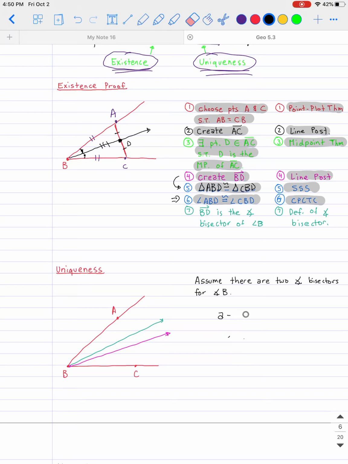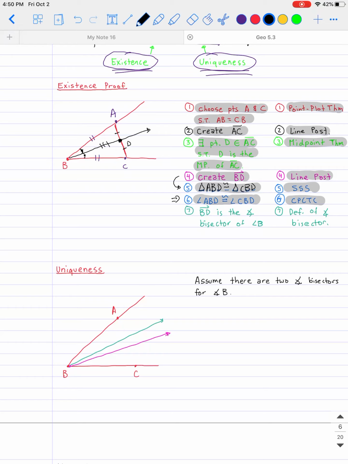So let's go ahead and write that out. Assume that there are 2 angle bisectors, okay? Assume that there are 2 angle bisectors. So you can see in my picture, that's exactly what I've drawn. Here you can see one angle bisector and then the other angle bisector, even though they don't technically look like it, okay? Here's what I'm going to do then.